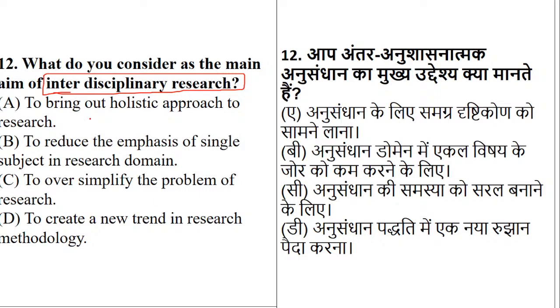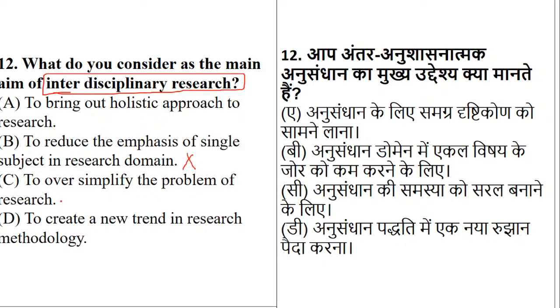Now see, interdisciplinary research basically talks about what? It talks about doing research with the help of various disciplines. Now, if you talk about option number B, to reduce emphasis of single subject, maybe in some cases interdisciplinary research may not work out. So in that case you have to give emphasis to a single subject only. Every research is not interdisciplinary, so obviously it is wrong; you can't reduce the importance of a single subject.